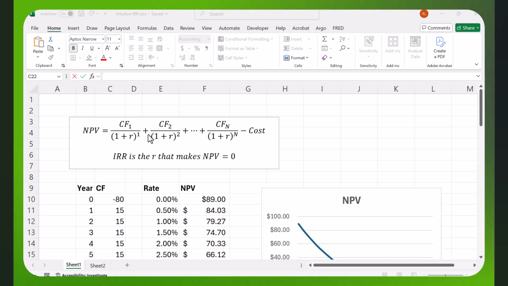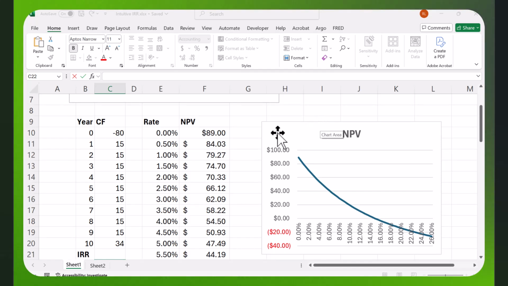So I have an NPV equation here where I have cash flows for n periods, each one discounted based on when it's received, and then I subtract out the cost. And if I find the interest rate that makes this equal to zero, I've found the internal rate of return. Another way to think of it is it's the interest rate that makes the present value of these cash flows equal to the cost. So here I have a project that costs 80, returns 15 for the first 9 years, and then 34 in the final period.